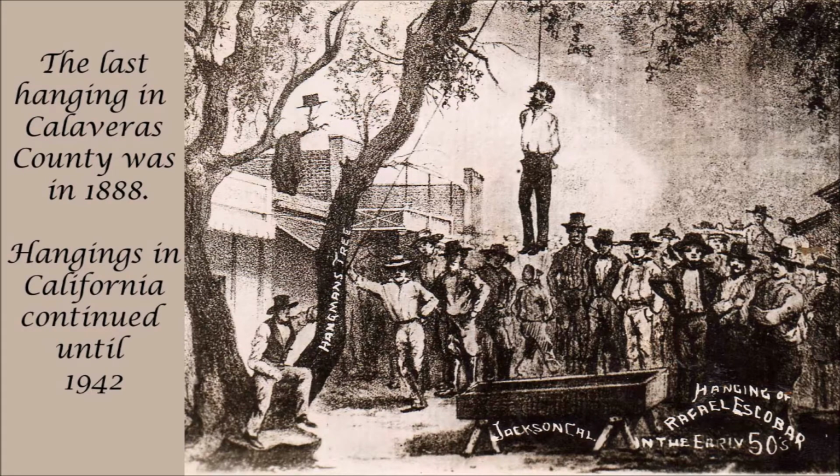What happened to Smith is unknown. However, given the administration of justice during this time period, it can be assumed that he was hung. The hanging depicted in this image occurred in the town of Jackson, which was only 12 miles away from where Freeman was murdered.